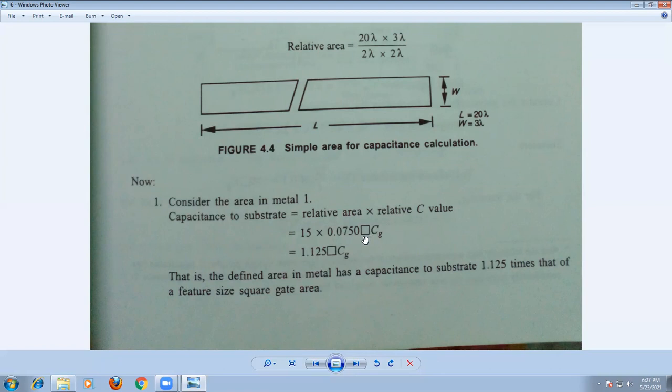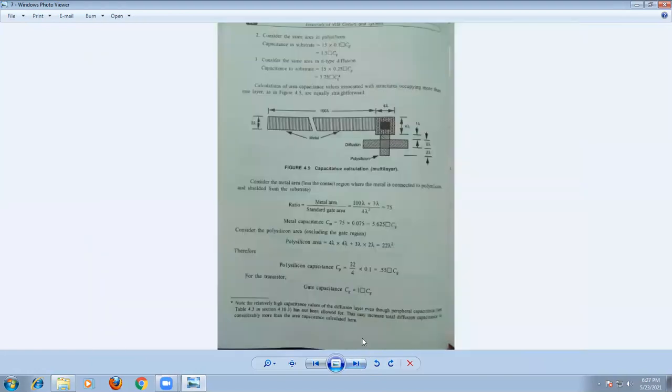Now try to calculate in 2 micrometer technology, and also in 1.2 micrometer technology. Assume the same area, and find the metal to substrate capacitance, poly to substrate capacitance, and diffusion capacitance in 2 micrometer technology and 1.2 micrometer technology. Try to solve this one. Don't confuse, in the same process you can calculate the value, right? So next, we'll go to the next topic.